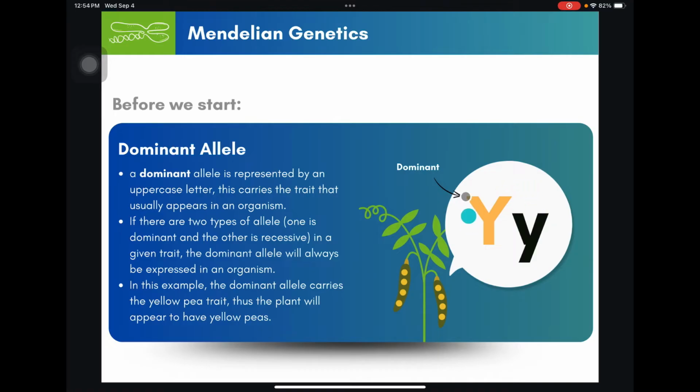If there is a dominant allele in a given trait, it is the dominant allele that will be expressed in an organism. So with that being said, this plant will have yellow peas, since the yellow pea is the dominant allele over the recessive one, which is the green allele.